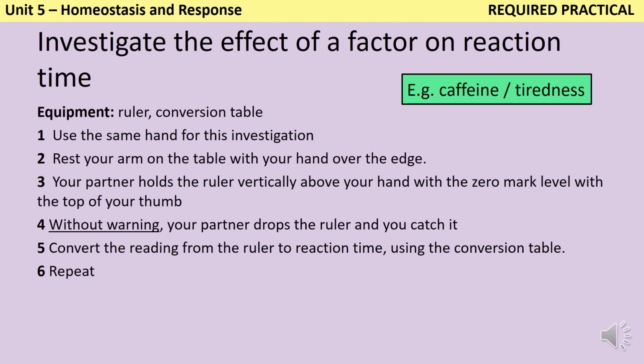The first required practical in Biology Paper 2 is about measuring reaction times to see how they're affected by a factor like caffeine or tiredness. A partner drops a ruler, which you try to catch, and the distance travelled by the ruler before you catch it acts as a surrogate for your reaction time, which you can later convert using a conversion table.